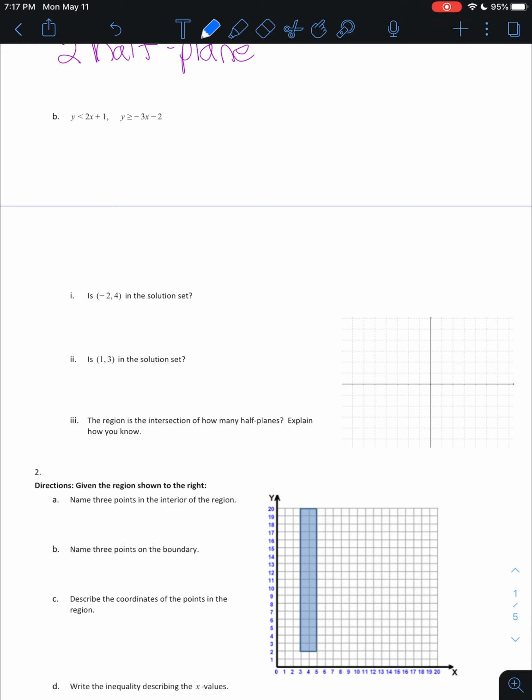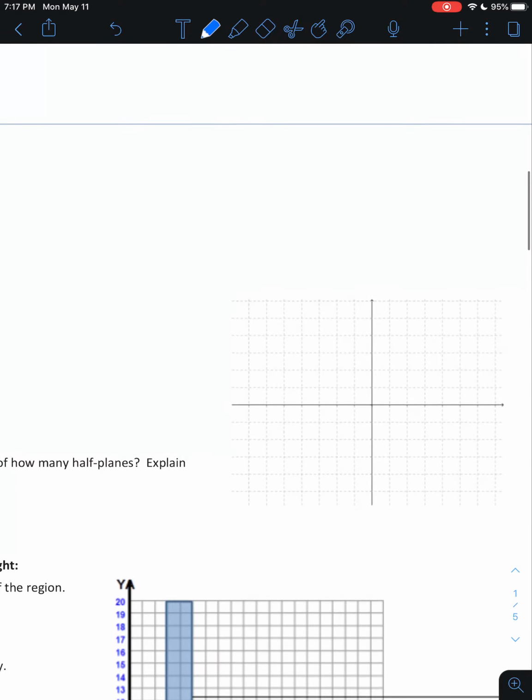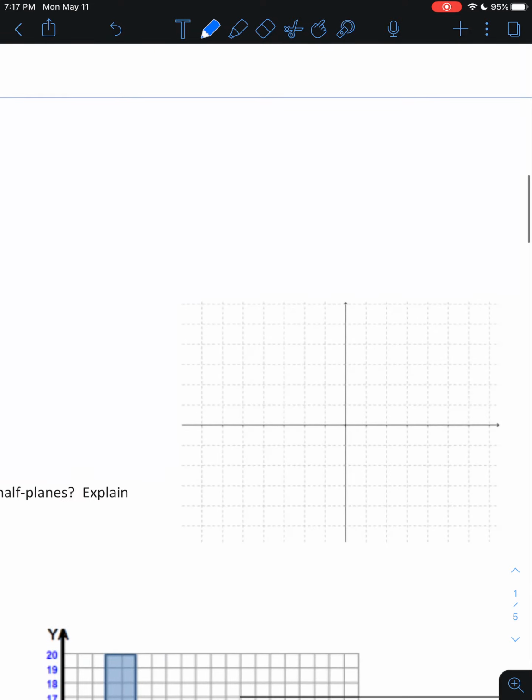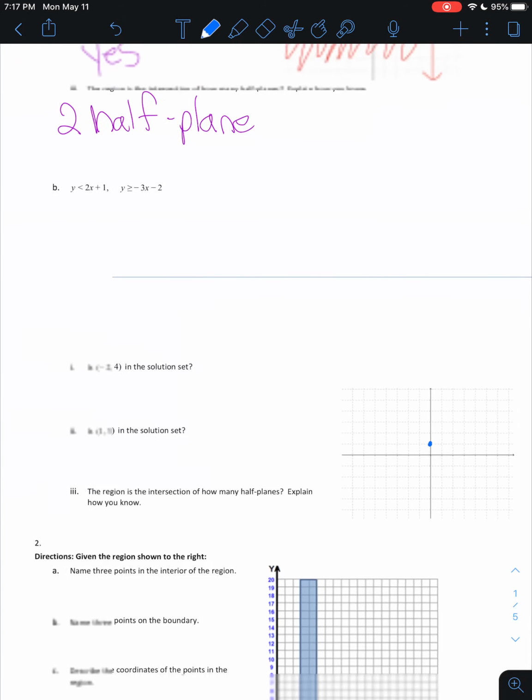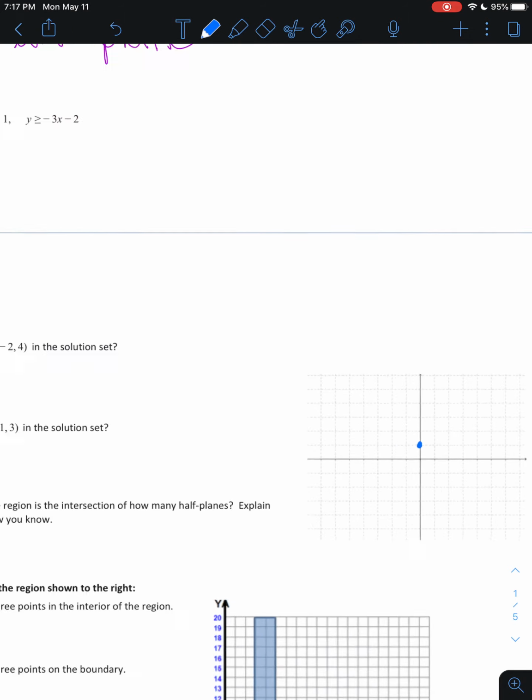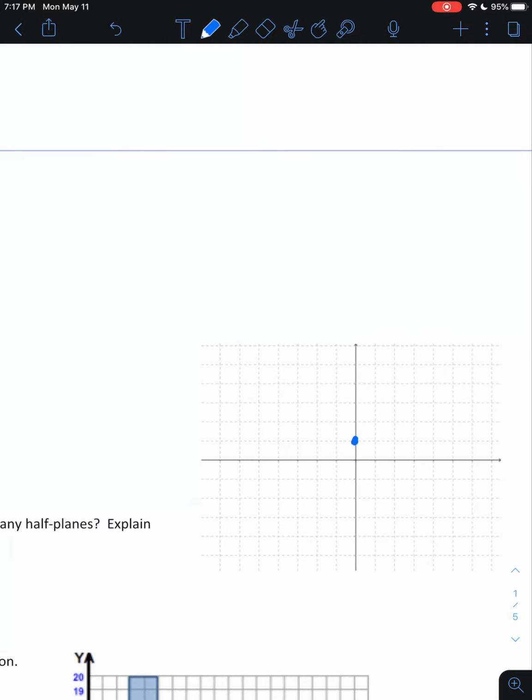The first thing we want to do is, again, just graph our lines. So y is less than 2x plus 1. The first thing we do is plot the line 2x plus 1. For 2x plus 1, we know plus 1 is our y-intercept, so this point is going to be there. And if it's 2x, 2 is our slope, so that means rise over run, y over x. So we're going up 2 and right 1.